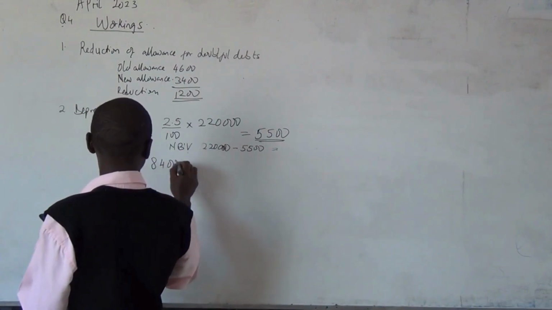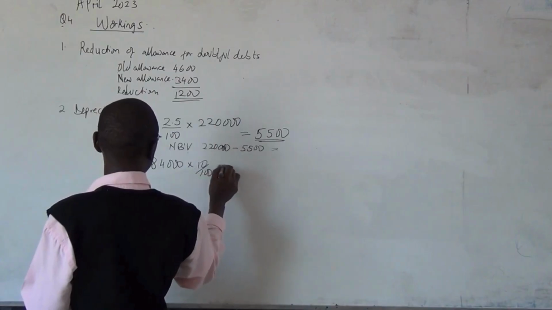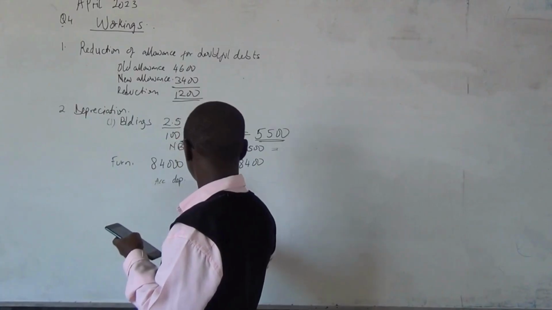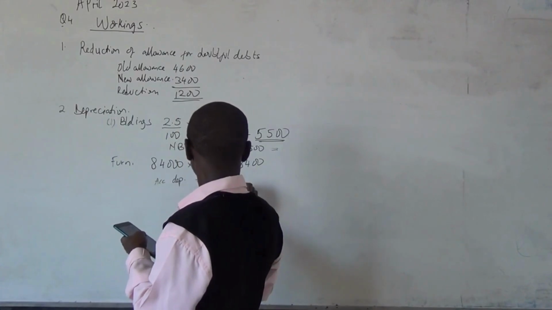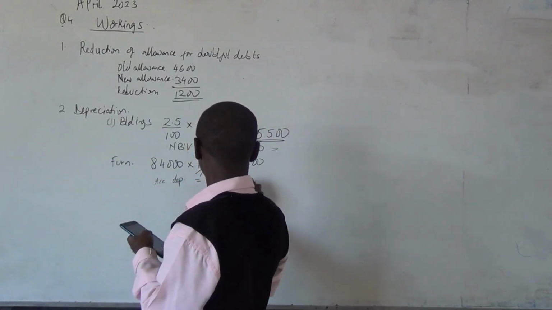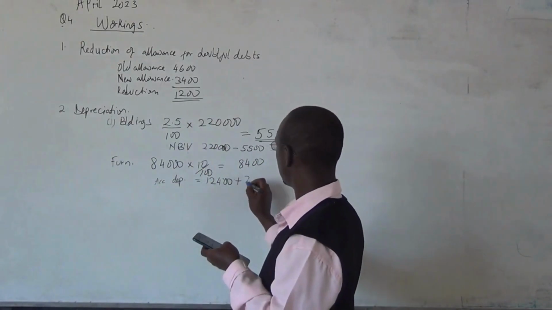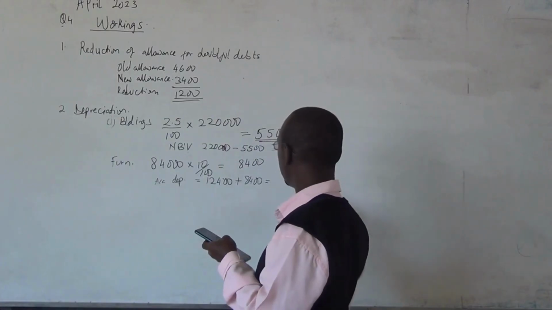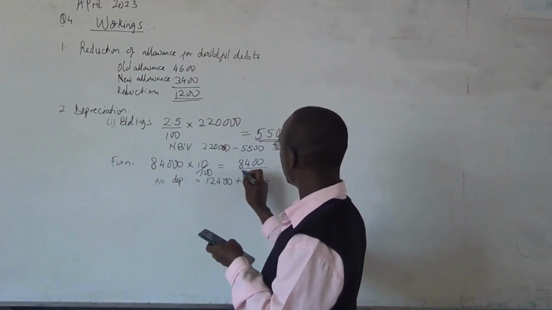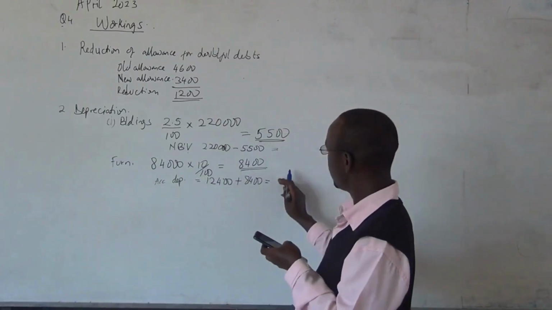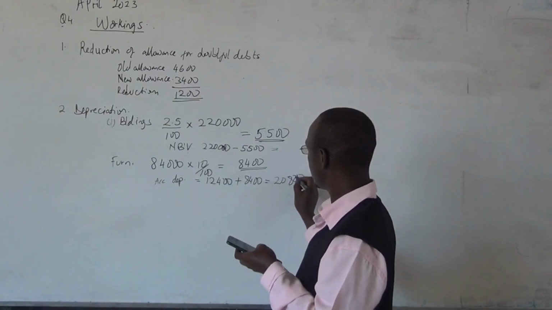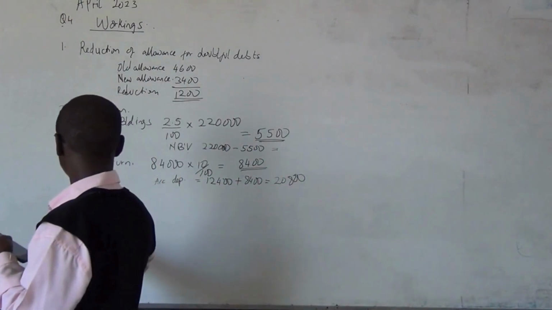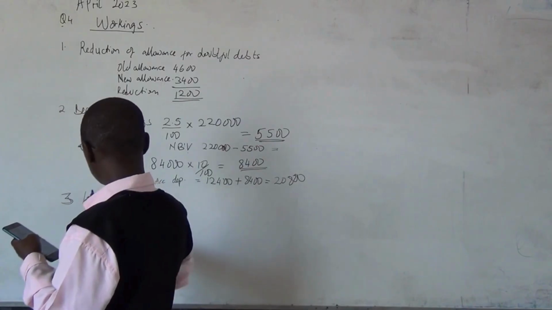Furniture, 84,000 times 10%, you get 8,400. Accumulated depreciation is 12,000. Then you add this one, and you get the accumulated depreciation at the end of the year. So this one will go to the income statement. This one will be 800.